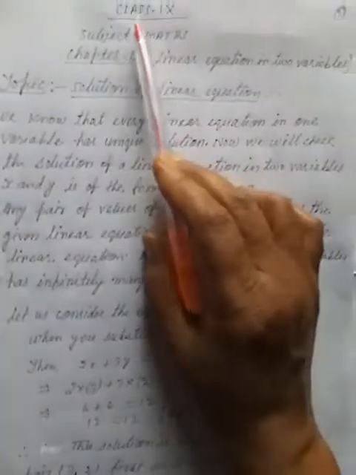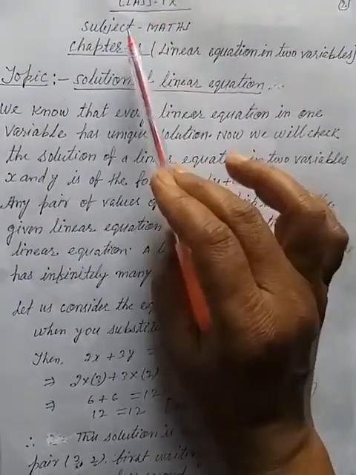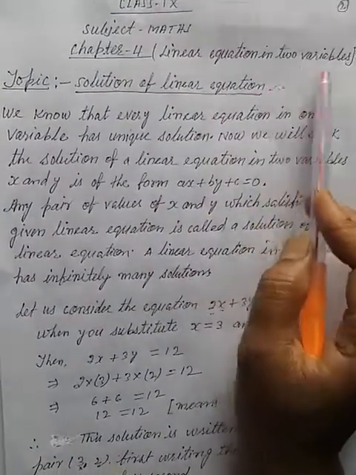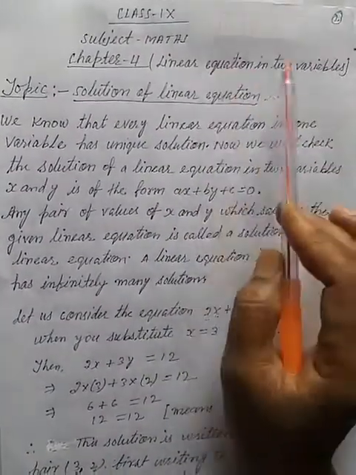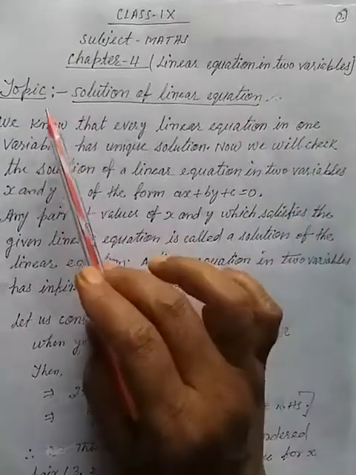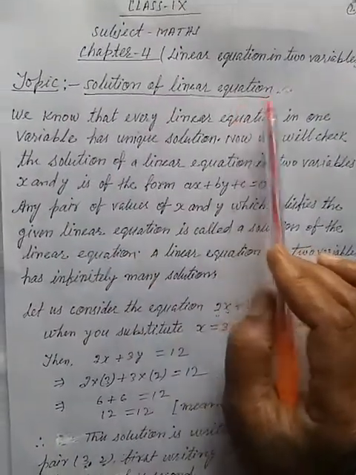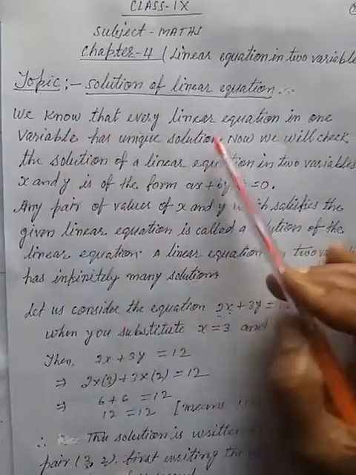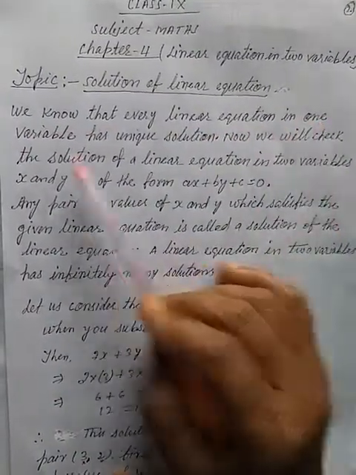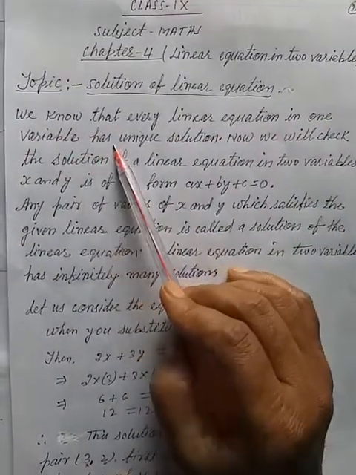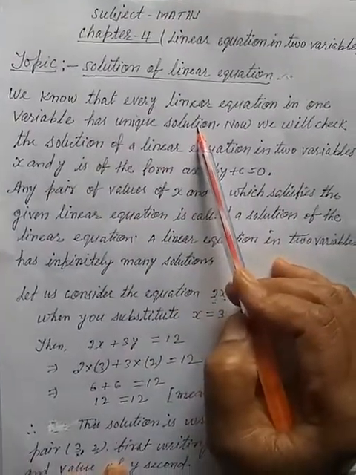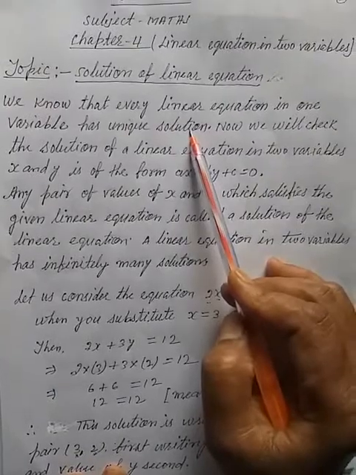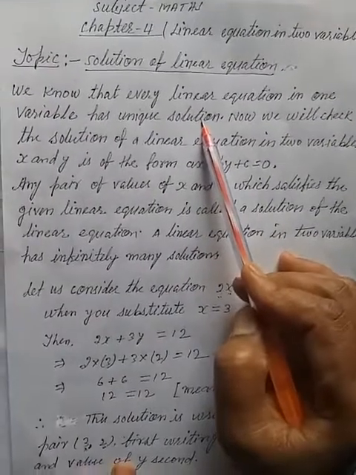Students, I want to teach you Class 9 Math, Chapter 4: Linear Equations in Two Variables. In the last session I already discussed this. Today our topic is solutions of a linear equation. We know that every linear equation in one variable has a unique solution, which means only one solution.